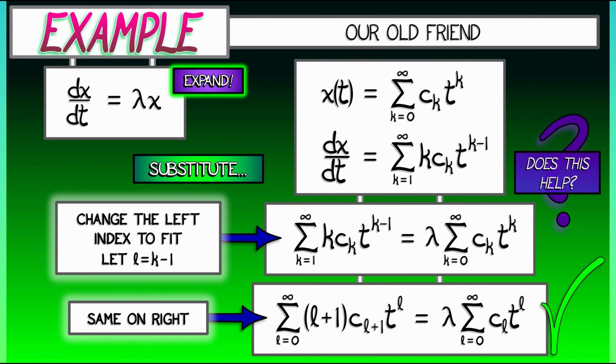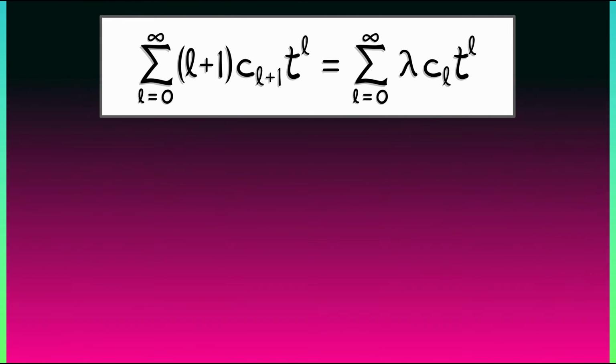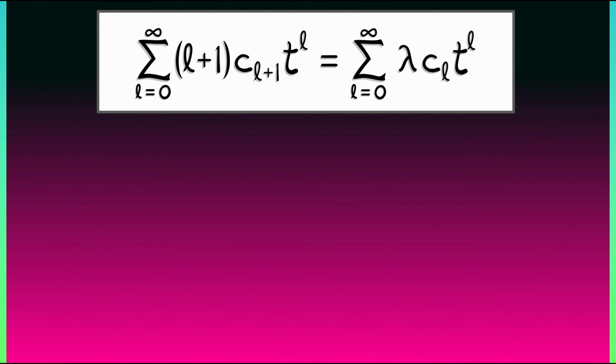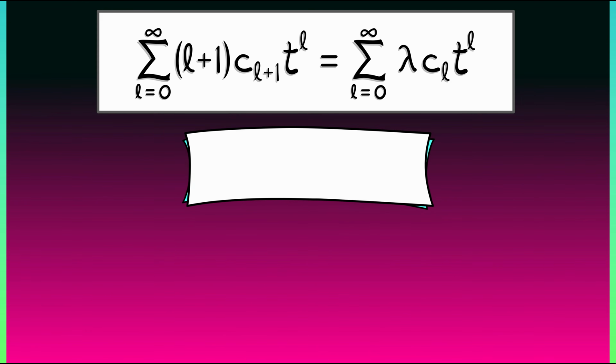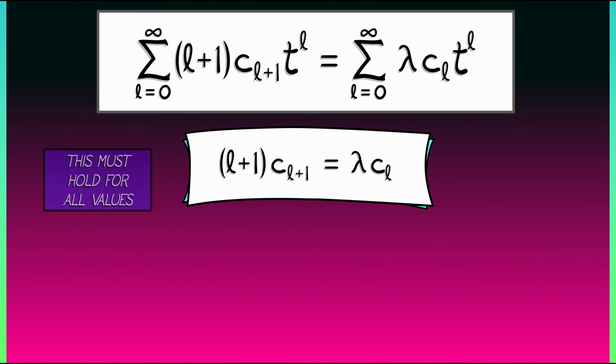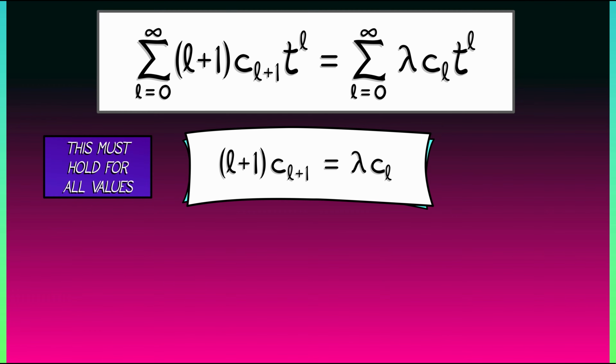So let's do that. Let's move that lambda to the inside on the right. And I have these two sums that are equal to one another. They have the same powers of t matching up. The summation limits both go from 0 to infinity. Everything's fine. What we can say is that the coefficients must be the same. That is, quantity L plus 1 times c sub L plus 1 must equal lambda times c sub L. This has to hold for all values of L based on that previous principle we talked about.